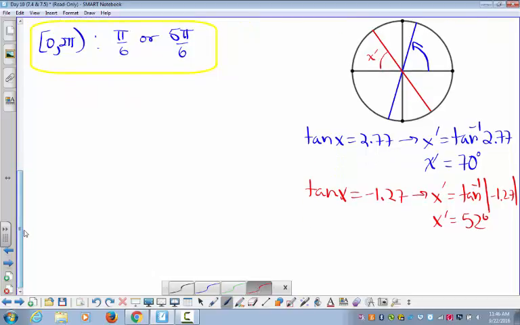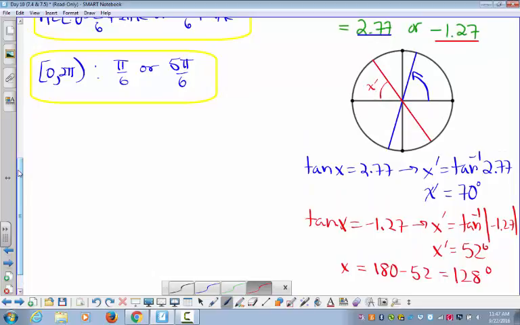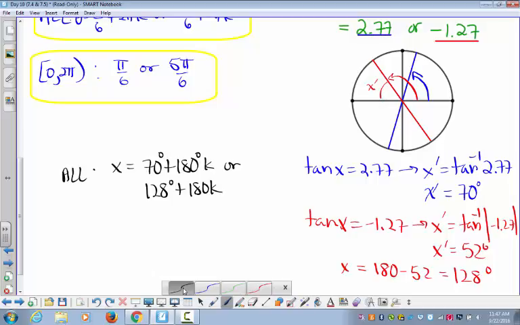And how do we get the red x then from the red x prime? 180 minus 52, because we're in quadrant 2, so 180 minus 52 is 128 degrees. So that is the red representative angle in quadrant 2. So our final answer for over there, we will say that x is equal to 70 degrees plus 180k, or 128 plus 180k. So that's our group of all answers.